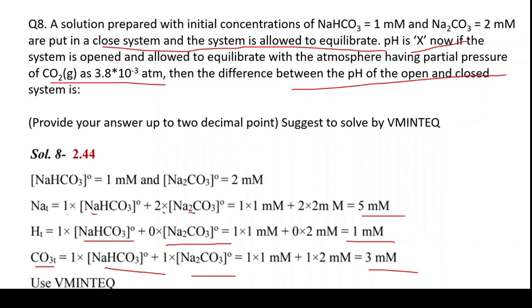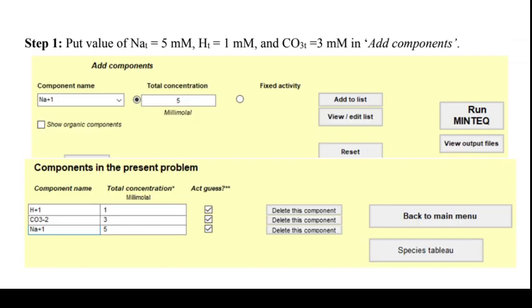So we will use Visual MINTEQ. This is a closed system. We will put Na value as 5 millimolar, H as 1 millimolar, CO3 as 3 millimolar in add components. Okay, very simply we will do all these things. Then this thing is added. Please do till here. Then we will see forward.